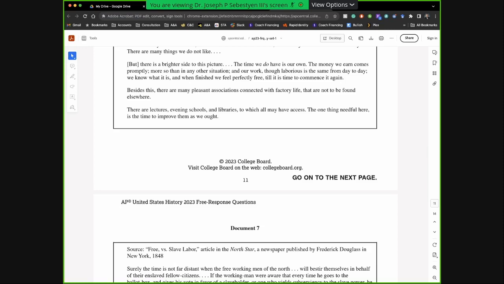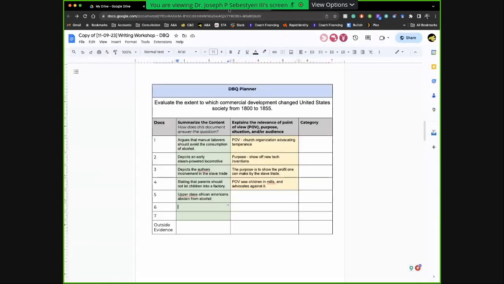So this factory worker argues what? That there are some positives, tries to show the positive side of factories, argues that there is a positive side to them.